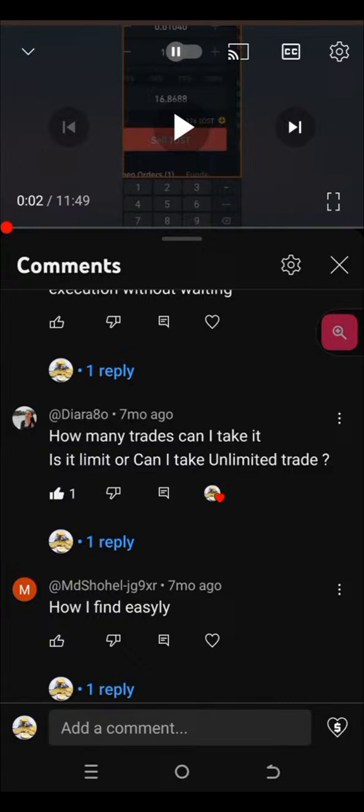You don't have to wait like just one trade a day. No, you can do several trades within a day. It's unlimited, right? You can take it as many times as you want. As long as it gets executed, you can definitely get it done.